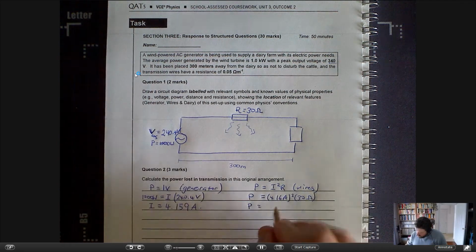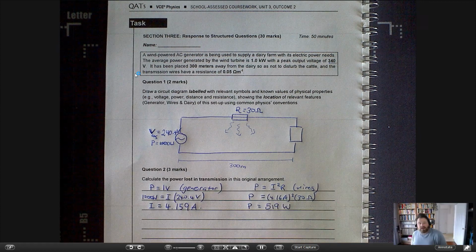And I get 519 watts. So that's 519 watts out of 1,000 that we started with. So that's not a very good run. Alright, so moving on to question 3.